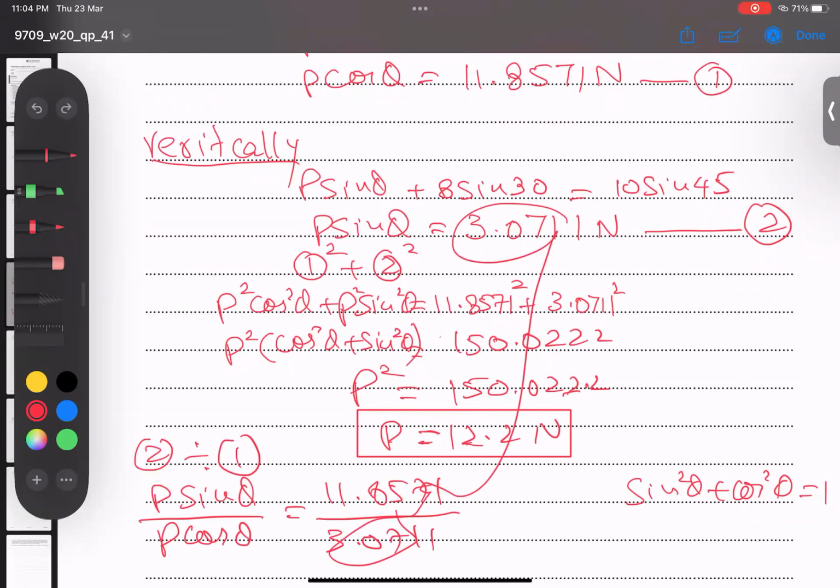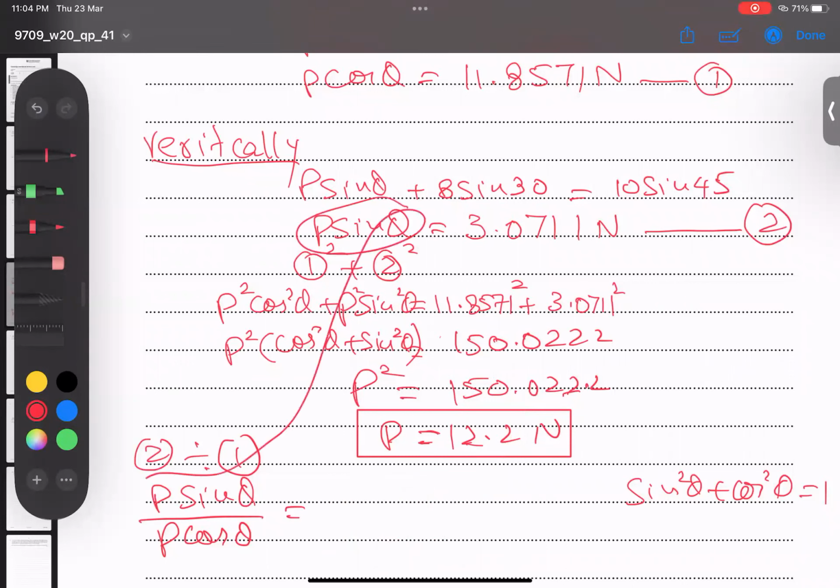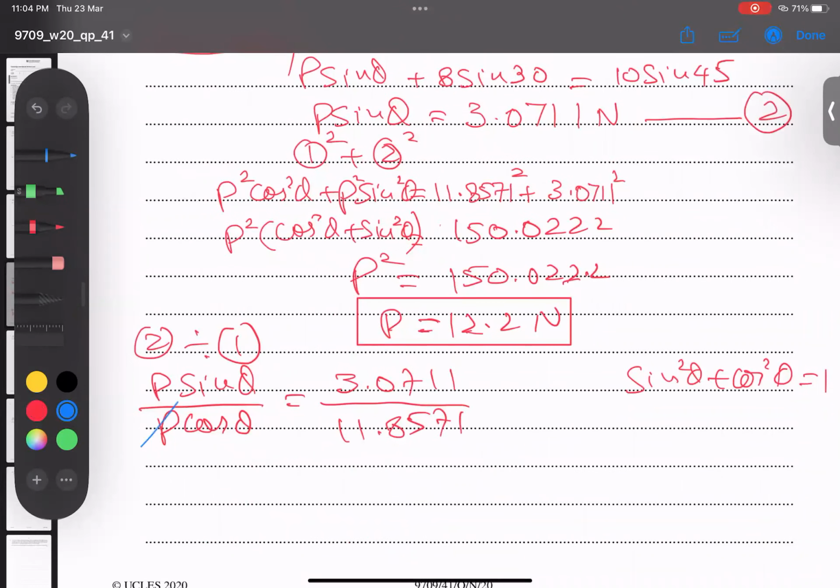I think I did some mistake. Yeah, reverse. I did a mistake here. I have to write this up, so its corresponding value will be up. So 3.0711 over 11.8571. Now what I will do, P and P cancel out and sine by cos, all of you know, is called tan theta.